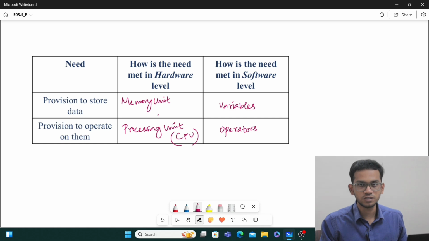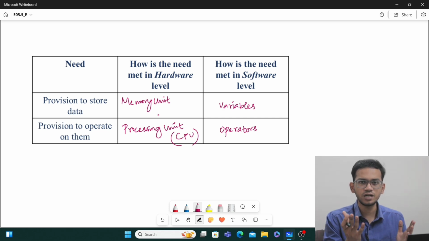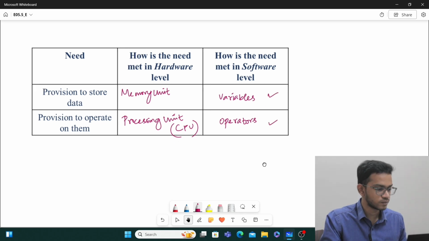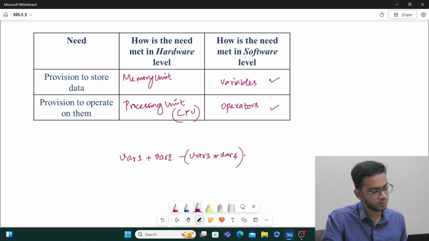So what is the challenge we are facing here? The challenge is the conversion of a controller which is in the form of Ki by S or Kp plus Ki by S, which we have in the continuous domain, into something which a microcomputer can understand. And it can understand only variables and operators. So what we do is we use variables and operators. Say, for example, this will be my variable 1 plus variable 2 minus variable 3 into variable 4 divided by variable 5.